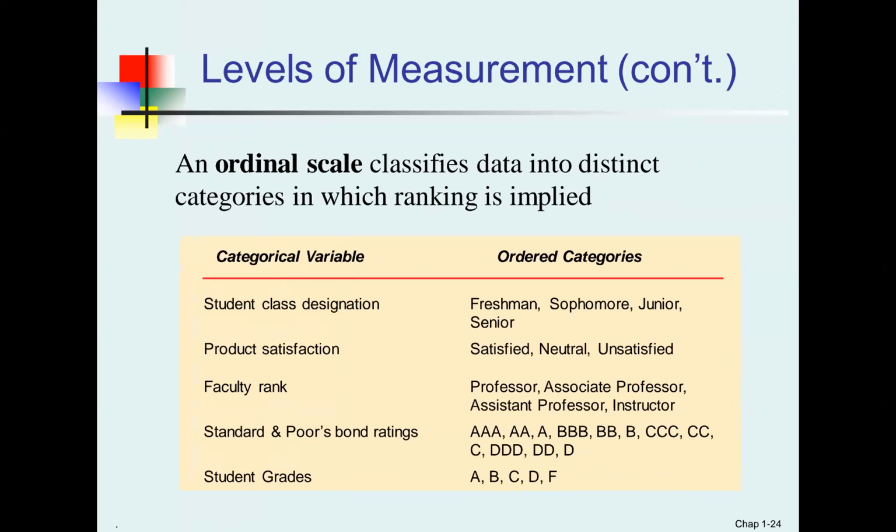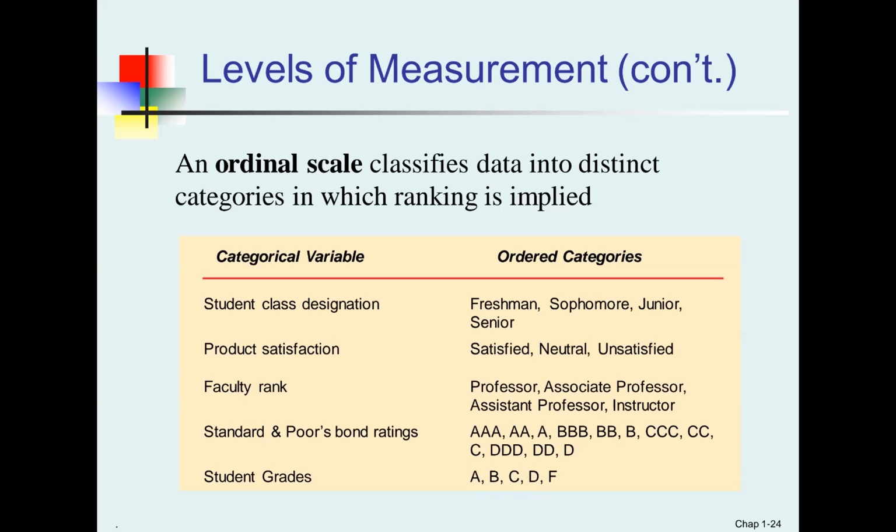Then the ordinal scale classifies data into distinct categories in which ranking is implied. So in this one, ranking is what is implied. You classify the data into distinct categories. So in short, the nominal scale that we dealt with previously puts variables into classes, but there is no ranking. But with the ordinal scale, there is ranking implied here. So we are actually ranking.